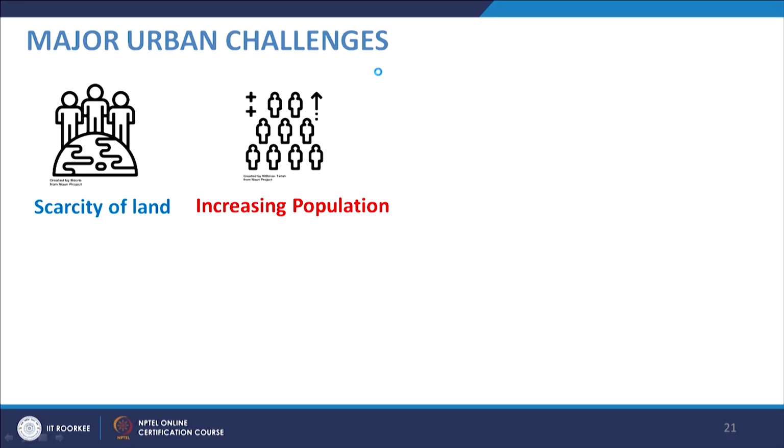Second is the increasing population. It is very difficult to stop increasing population. Government of India has from time to time taken various interventions to at least control the increase of the population, and they have been successful in doing so partially or fully. So, for those of us working in the urban sector, our challenge is how to accommodate this increasing population in a better way.